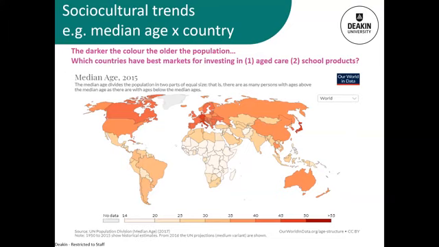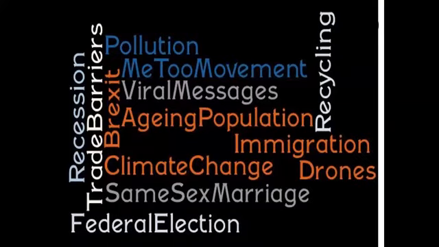So if you're selling products aimed at that market, you'd want to see where that market is and where it is going in the future too. This is just highlighting how sociocultural trends affect what companies do and don't do, and that can also influence some of their investment and planning decisions. And this is just a quick word cloud of other examples in that macro environment: things like recession, trade barriers, pollution, the Me Too movement, immigration, and so on. These all have an influence on organisations and industries to various extents.